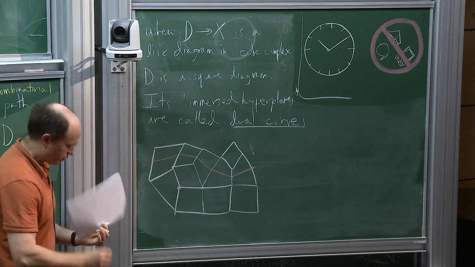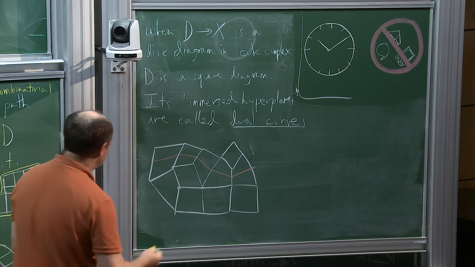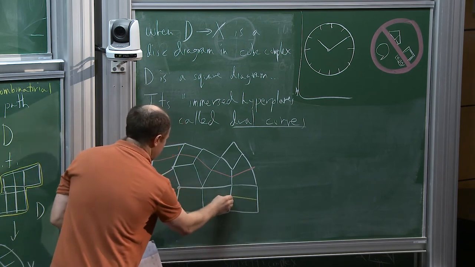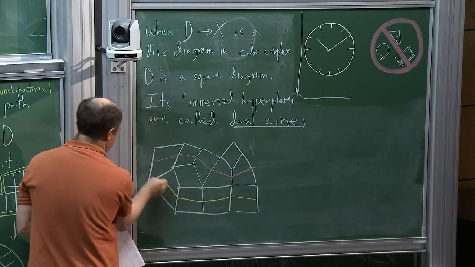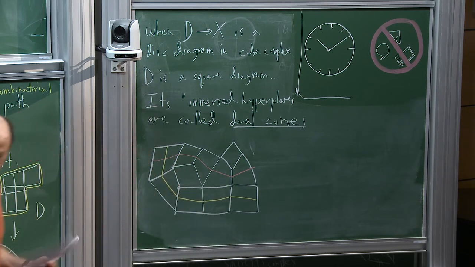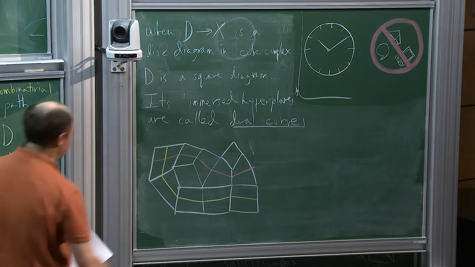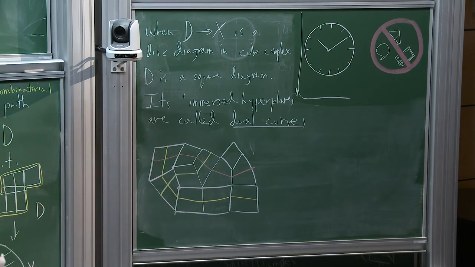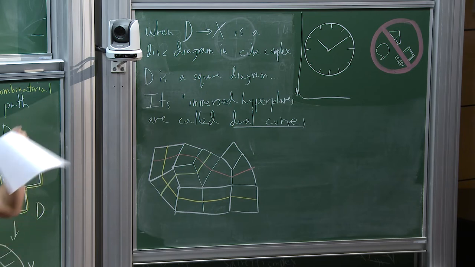There's a red one, and here's a yellow one. And maybe there's a green one to test the green on green theory. Okay, so everybody knows what dual curves are now.